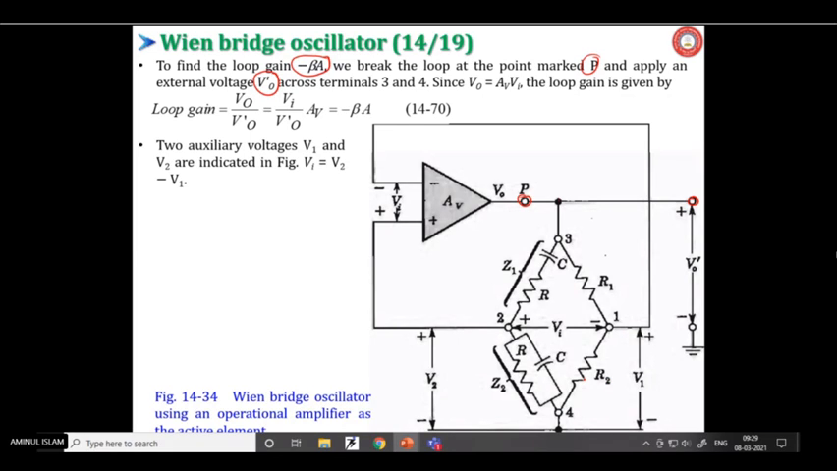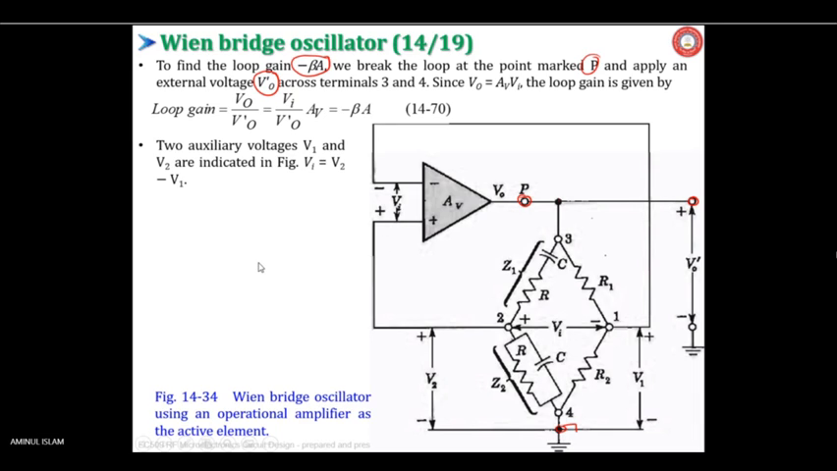Okay. See, this point is ground. It is not shown. You are not able to see it. Yeah, it is grounded. So external voltage VO prime is applied at this point P with respect to ground between terminals 3 and 4 of this network, as you can see.